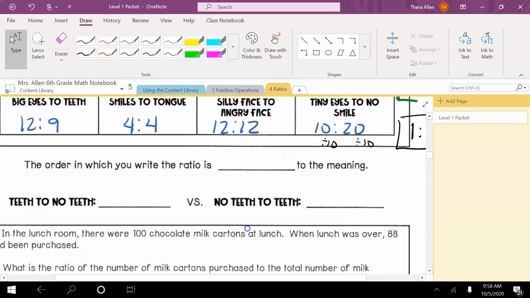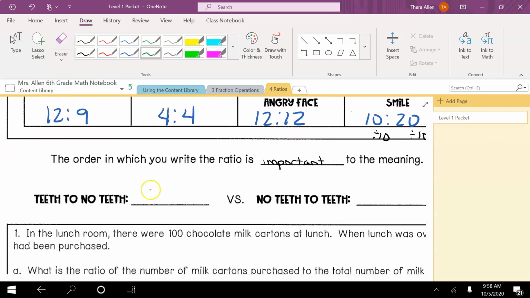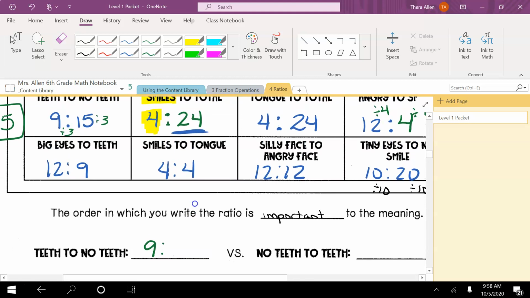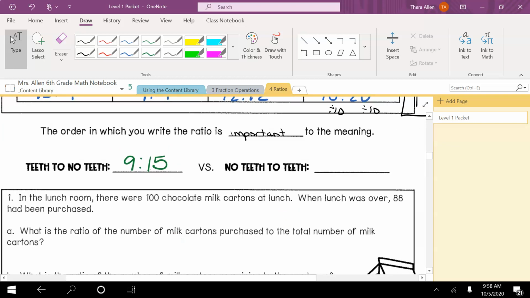Now, the order in which you write your ratio is important to the meaning. It is very important to the meaning. For example, when we had teeth to no teeth, we ended up with the ratio 9 to 15. Now, if I wanted to know the ratio of no teeth to teeth, no teeth is 15 and teeth is 9. You see how it flips our ratio. It shows that it is very important to put them in the correct order.